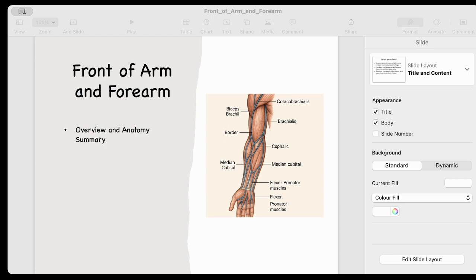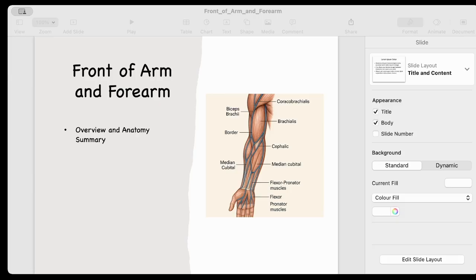In front of forearm, there are three groups of muscles: superficial group containing 4 muscles, intermediate group containing 1 muscle, and deep group containing 3 muscles. The nerve supply of forearm is median and ulnar nerve, and blood supply of forearm is radial and ulnar arteries, and in back of forearm there are extensor muscles. So this is the overview.